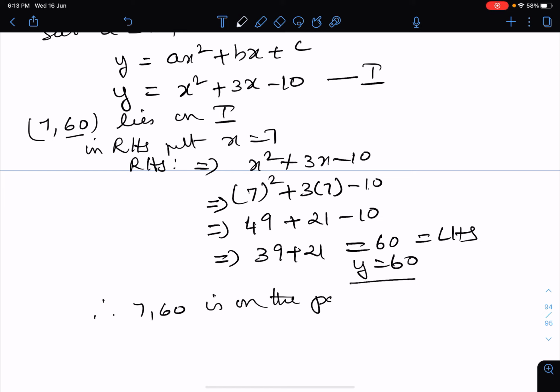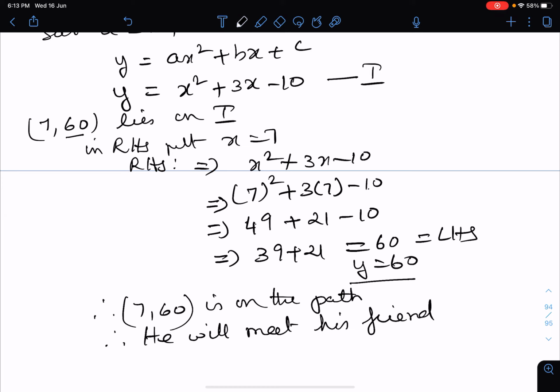Okay, therefore he will meet his friend. So this is going to be the answer. Or you can write is on the path or lies on the path, anyhow you want. Okay, so since it satisfies the Roman letter 1 equation, both the sides you are getting 60, so this lies on the path. That means he will meet his friend is the final answer.